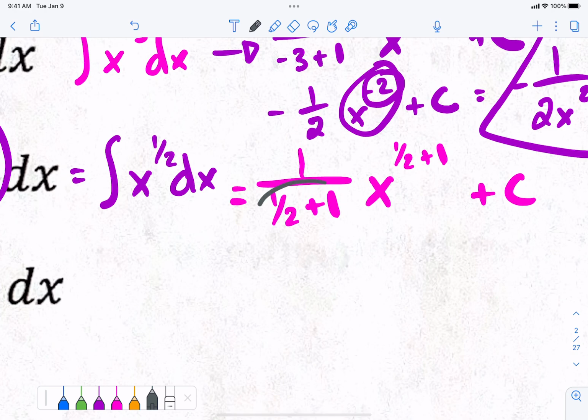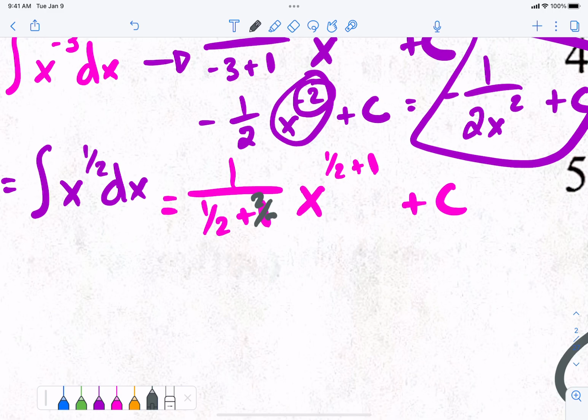What is 1/2 plus 1? 1 as a common denominator would be 2 over 2, so 1/2 plus 2/2 would be 3 over 2, right? Sometimes we do that. So we're not going to do any decimals. So this guy would be 3 over 2.